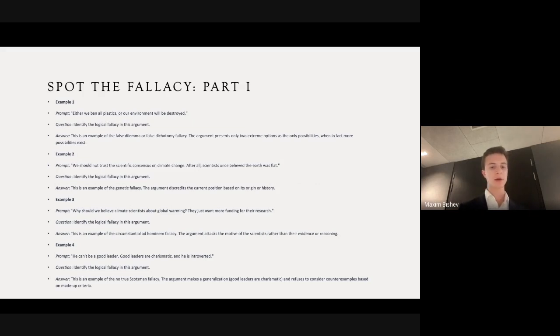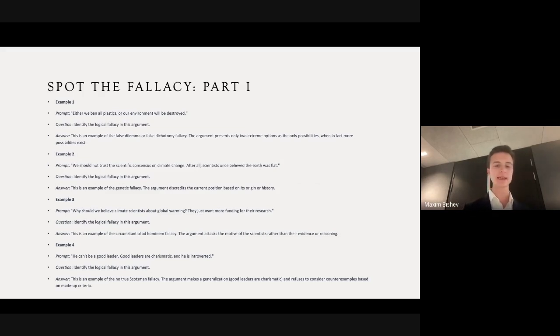Okay. Why should we believe climate science about global warming? They just want more funding for their research. I mean, you know, it's not bad, but still, ad hominem, it's assuming some kind of negative motivation. Could be true, could be false.